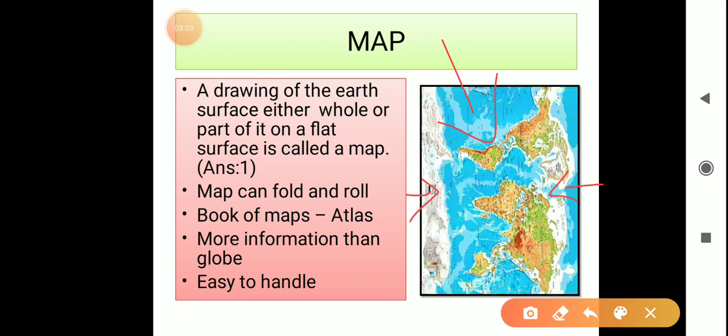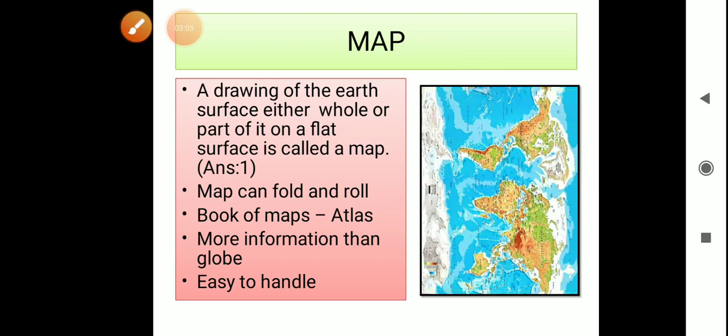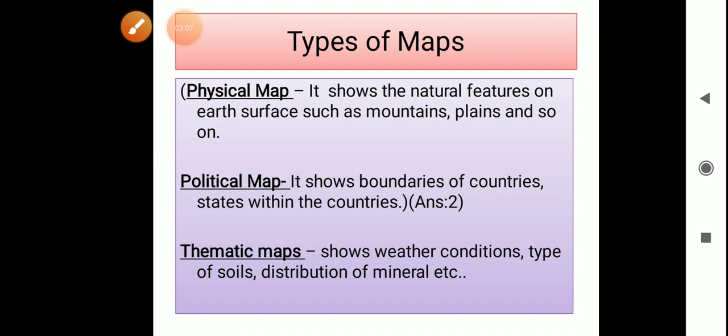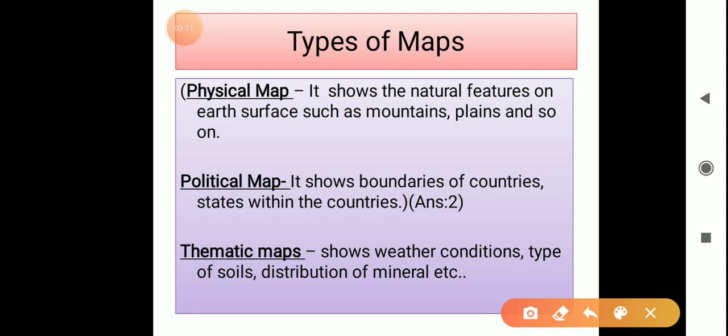Now we are going to move to the next topic, types of maps. Maps are of various kinds. In this lesson, you will learn about three kinds of maps: physical maps, political maps and thematic maps.